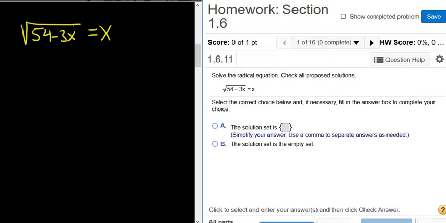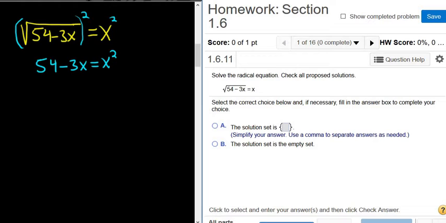Okay. So we'll start by eliminating the square root. The square root is already on one side by itself, so we can square both sides to get rid of the square root. So we get 54 minus 3x equals x squared.